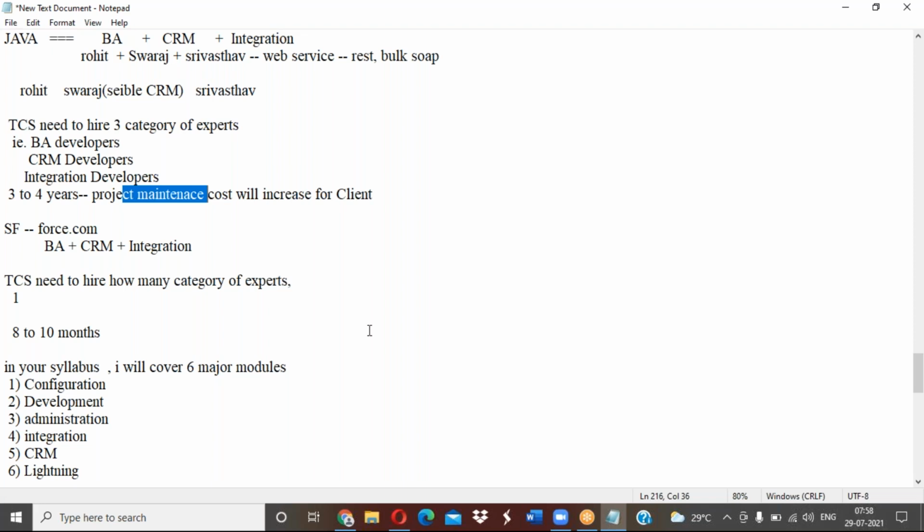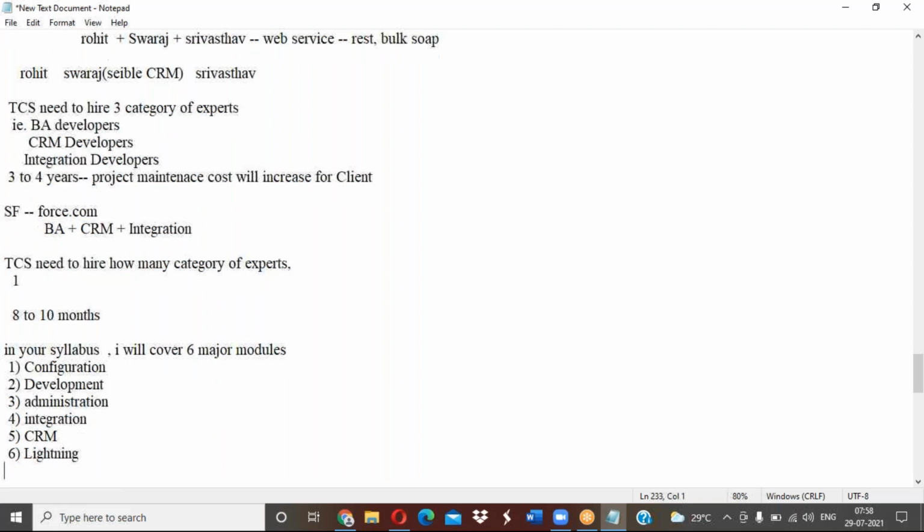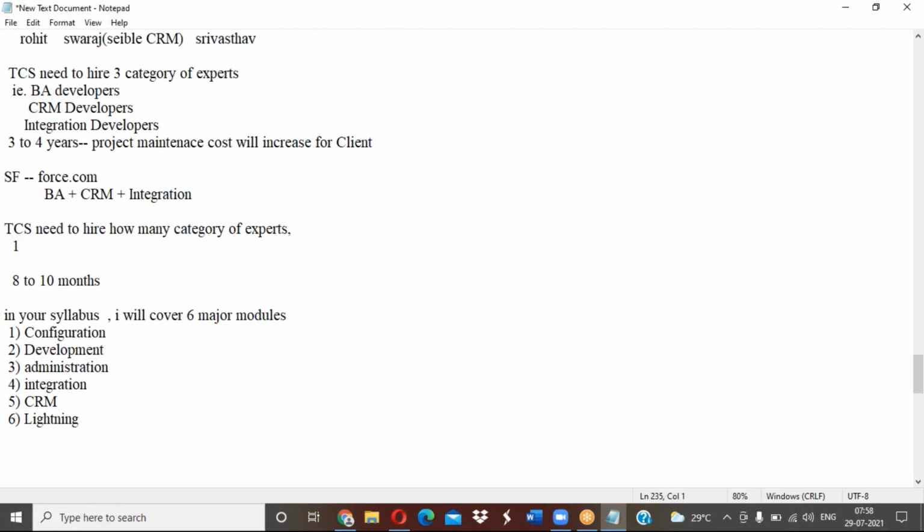Most of the companies are using Salesforce. That is why, on force.com platform, we can develop the complete enterprise application. Is this clear, everyone?